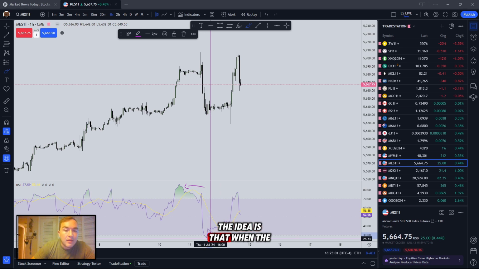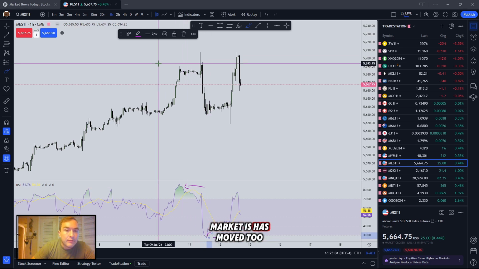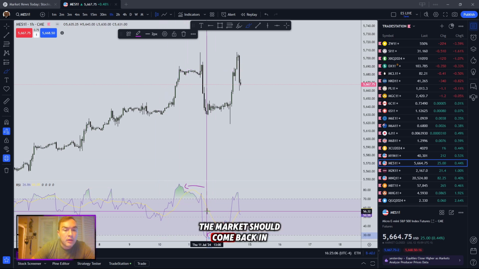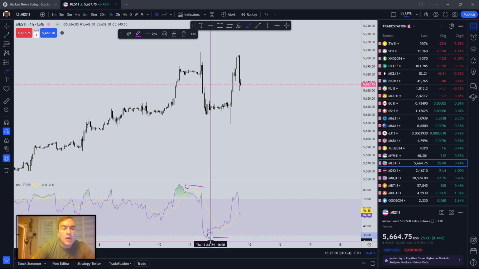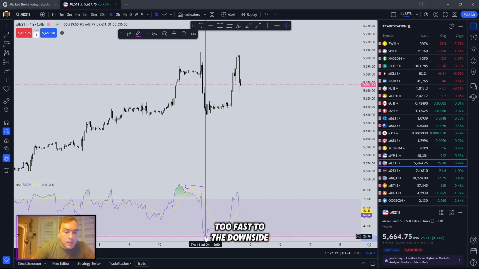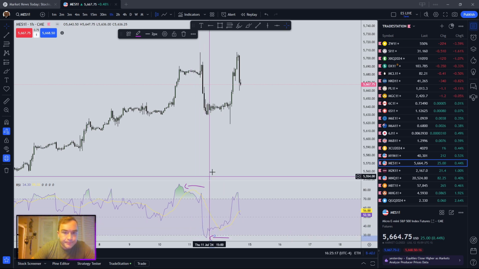The idea is that when the market has moved too far too fast, the market should come back in the opposite direction. Or when it's gone below the 30 line, the market has gone too far too fast to the downside and should move in the opposite direction.